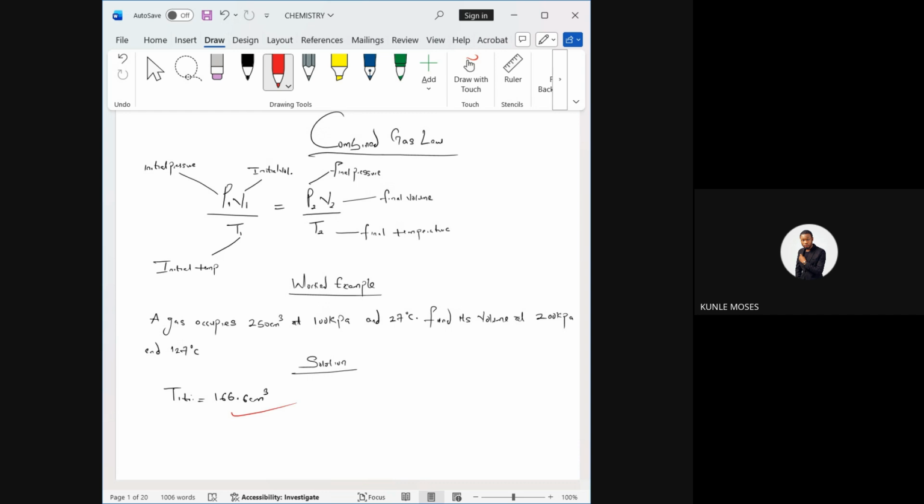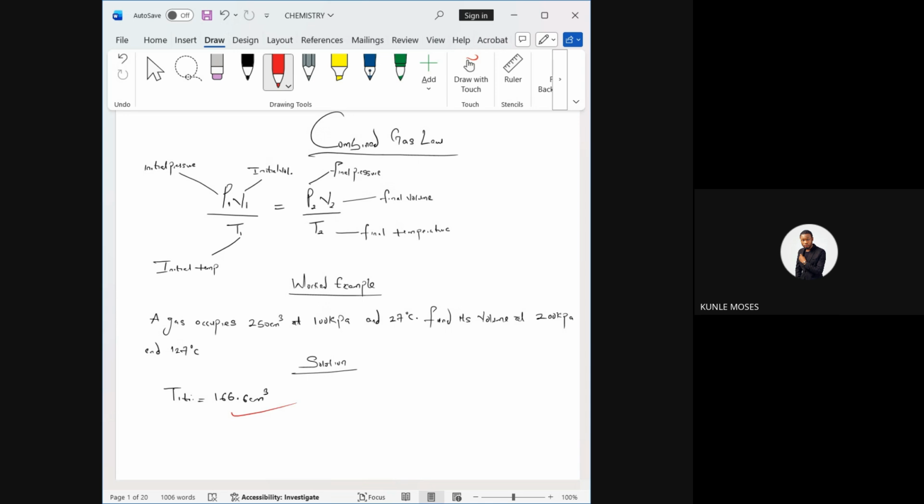Anytime they give you a question under gas law, you must convert your temperature from centigrade to Kelvin. Many times JAMB leaves the temperature in centigrade, and if you don't convert it to Kelvin, you will still see the answer in your options. So they are trying to trick you.